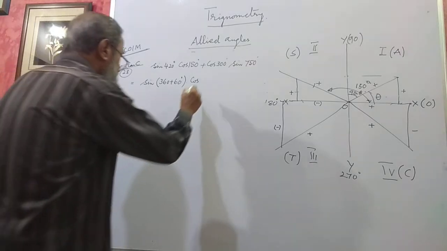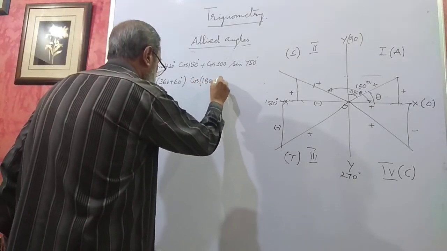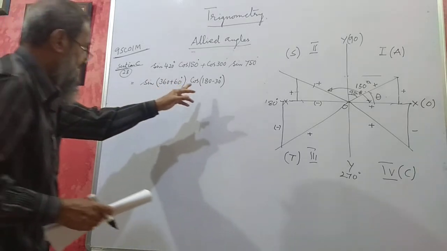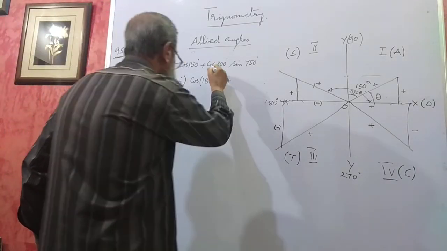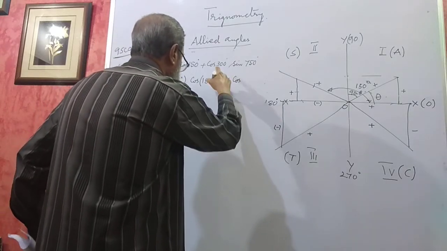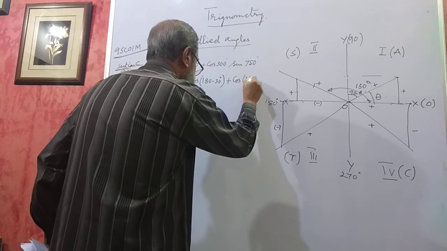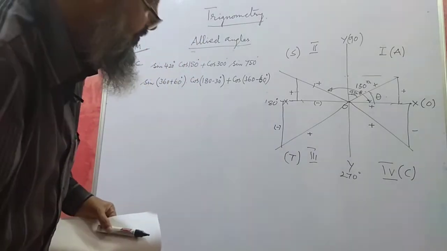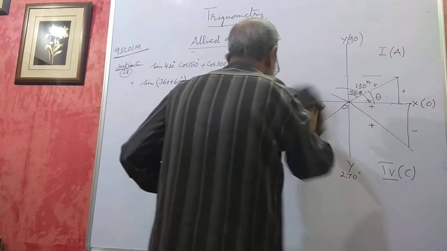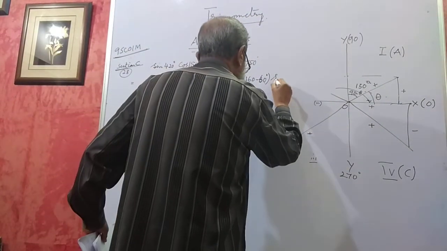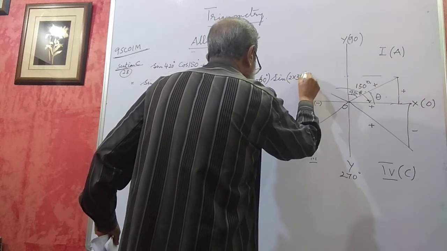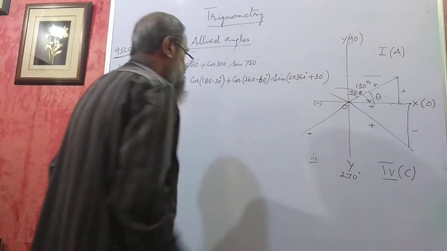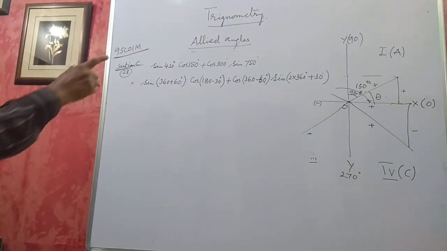Or 180 minus 30. I will prefer 180 minus 30 degree because the choice is mine. He hasn't given the choice. So I will write it as cos 180 minus 30 plus cos 300, which can be written as cos 270 plus 30 or 360 minus 60 degrees, into sine of 750, which can be written as sine 2 into 360, that is 720, plus 30, which will give you 750.